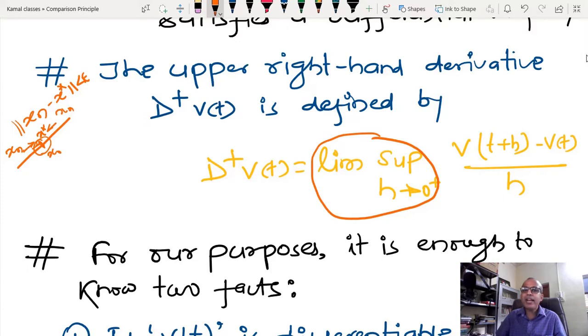Okay, does anyone have confusion on this, how limit, continuity and differentiability, and after that limit supremum and limit infimum, are related to each other? Are you able to see?